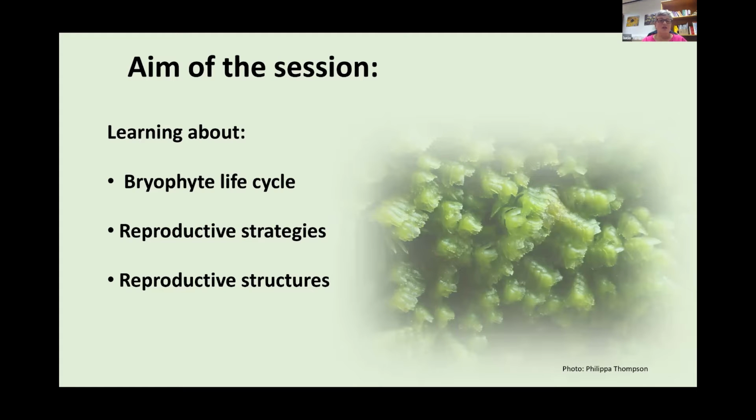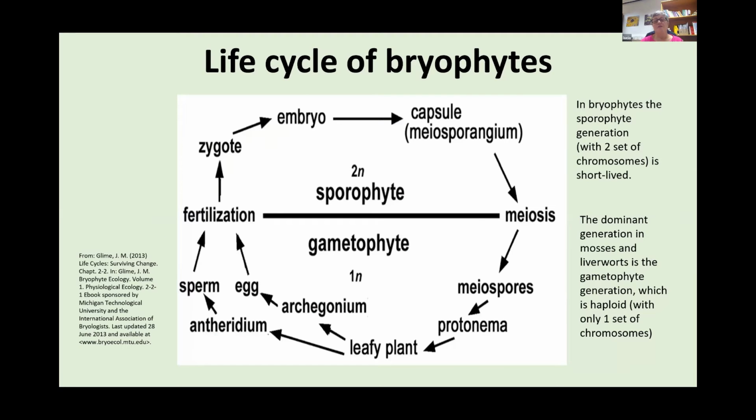The aim of the session really is to learn about the bryophyte life cycle and talk a little bit about reproductive strategies. We did discuss a bit about reproductive strategies last time, because we talked about how bryophytes can reproduce both sexually and asexually. Then we will look at the actual reproductive structures in the different types of bryophytes. The first slide is quite a lot to take in, so we'll look through it together.